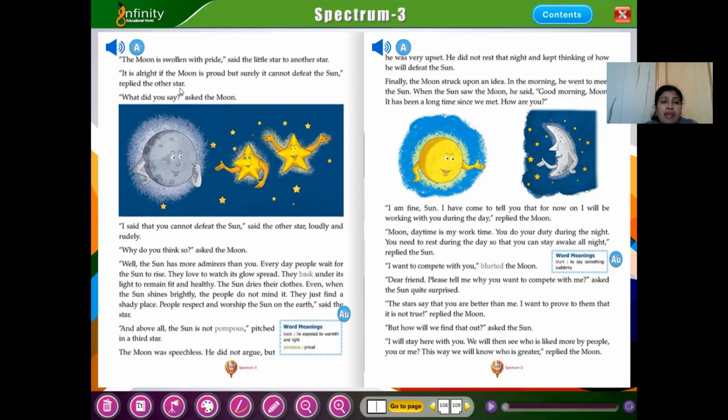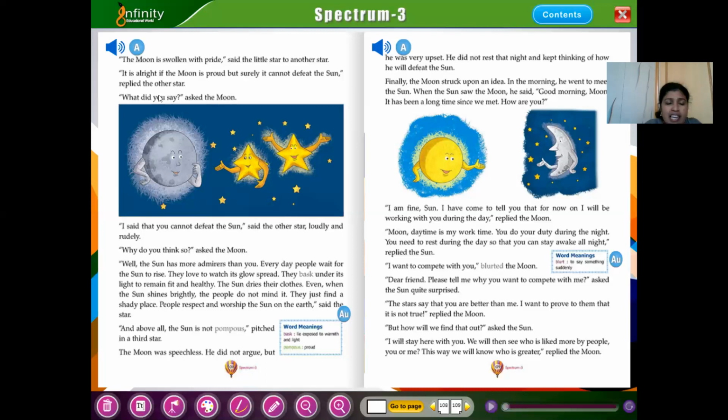Another star replied, "Okay, it's all right. If the moon is proud, it is okay. But it cannot defeat the sun. It cannot defeat the sun." "What did you say?" asked the moon. Now just observe the picture, children, how the conversation is happening between the stars and the moon.